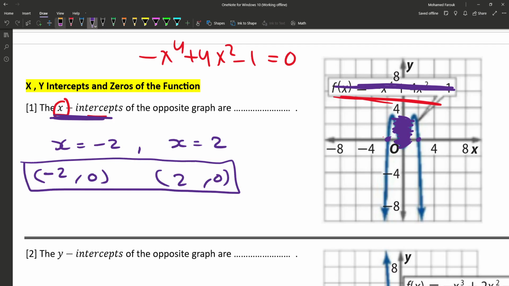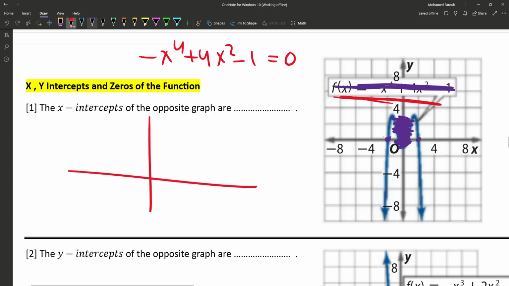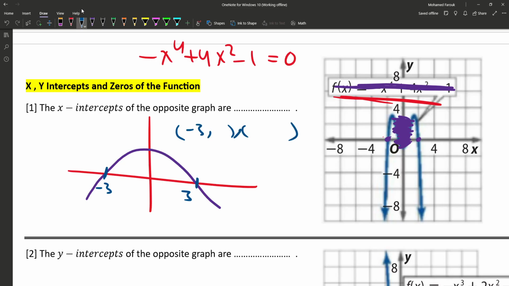Another example for this part. If you have your graph like this, and your function is going like this, and I ask you where your x-intercepts are, you will search for this point and this point. If this one was at negative 3 and this one was at 3, you will tell me the x-intercepts are negative 3 and 0, 3 and 0. This is about this question.